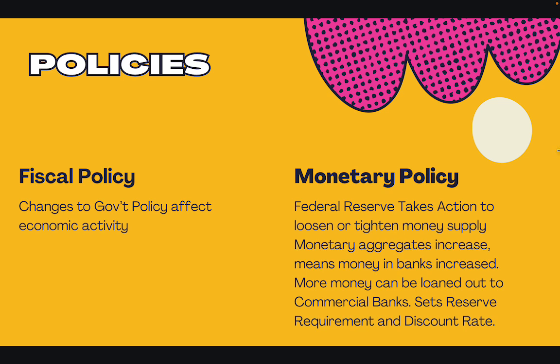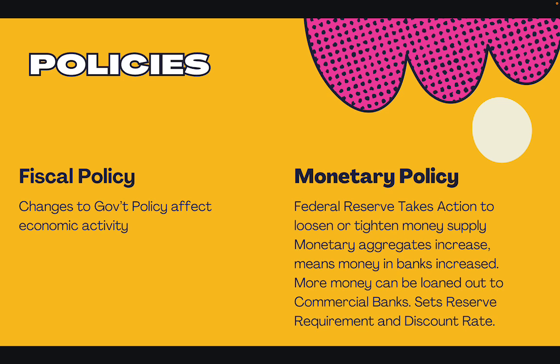There are two types of policies that try to help affect this cycle. One is fiscal policy. Those are changes to government policy that affect economic activity. Think in terms of laws and taxes and things. That's government policy. And then there's monetary policy. The Federal Reserve takes over. They take action to either loosen or tighten the money supply. When money aggregates increase, that term means there's money in banks. The money in the banks has increased, which means more money can be loaned out to commercial banks, which means more money can be loaned out to you and me.